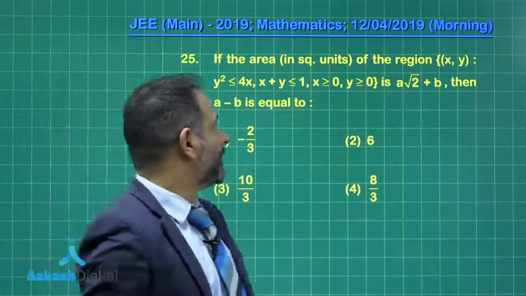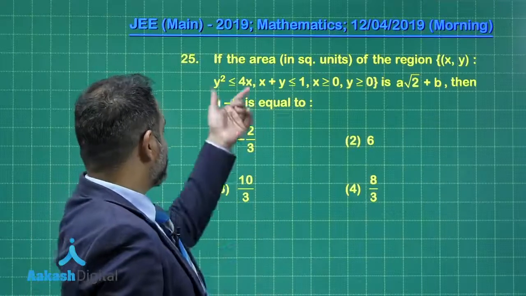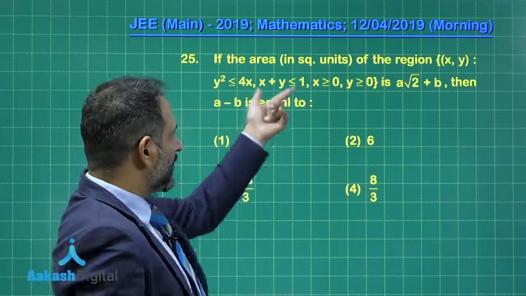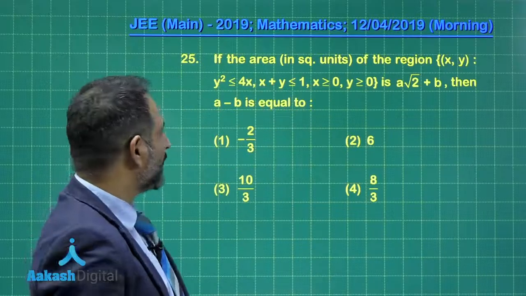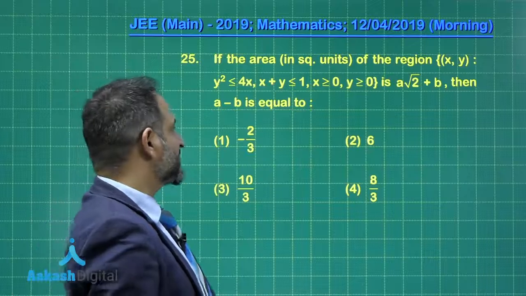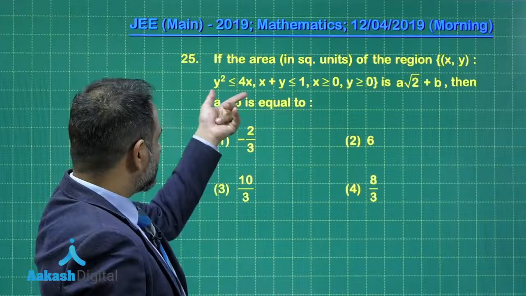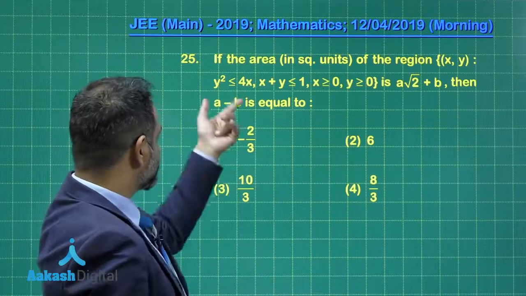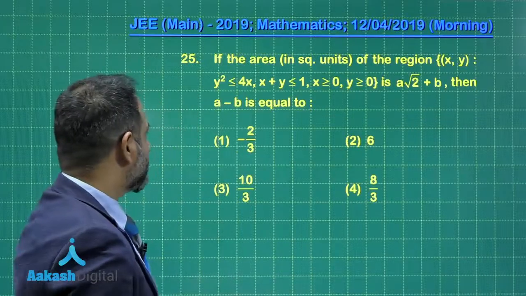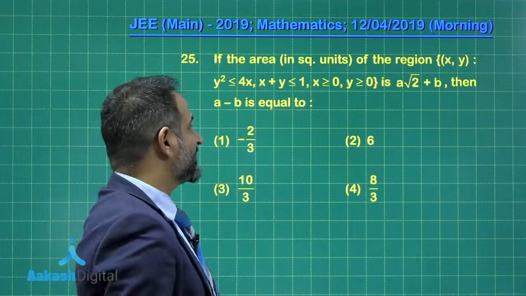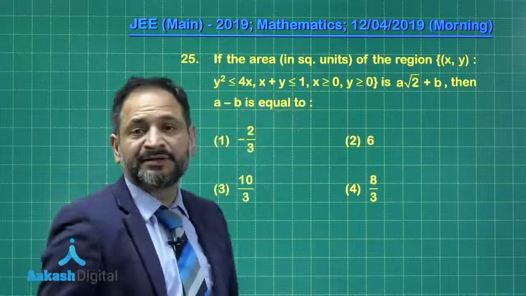Here's the problem from area. It says that if the area of the region bounded by this parabola and this line, again in the first quadrant, that is x and y both are positive, is a root 2 plus b, then what is the difference of a and b? Now here it is an inequality sign, that is, this shows that it's an area inside the parabola. Y square is less than 4x and x plus y is less than or equal to 1. That means this line is containing the origin.